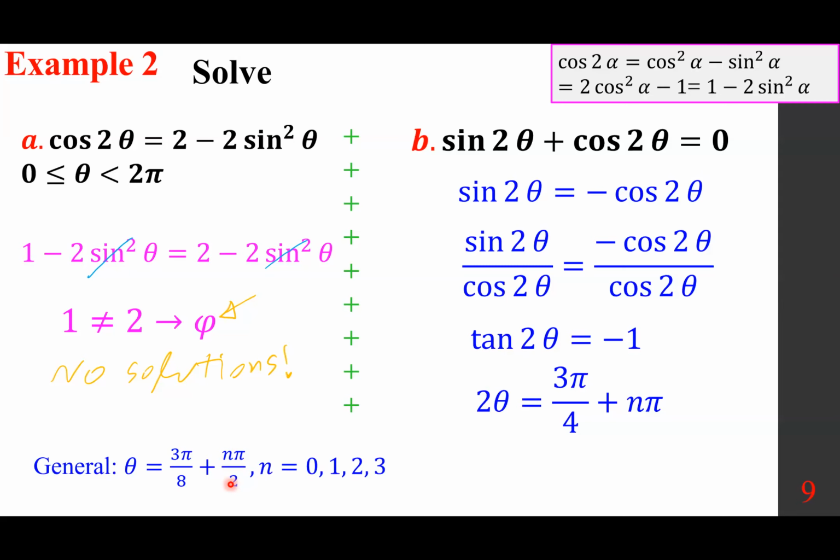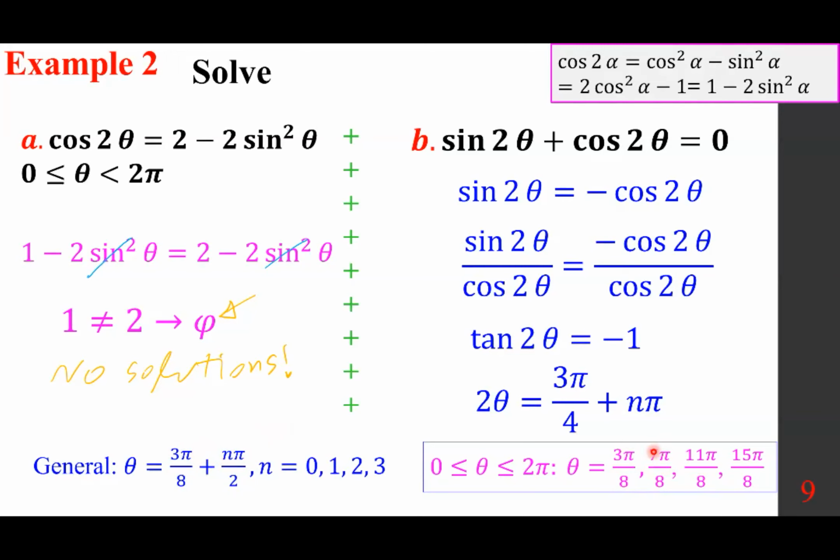For example, if you plug in 0, this goes away, you get 3 pi over 8. If you plug in 1, you get pi over 2 plus 3 pi over 8. Pi over 2 is 4 pi over 8 plus 3 pi over 8 is 7 pi over 8. So I did the first one and the second one. Plug in 2, pi over 2 times 2, or simply pi, or 8 pi over 8. 8 and 3 is 11 pi over 8. So you can get all of them easily. I'm assuming we are okay with that, class.